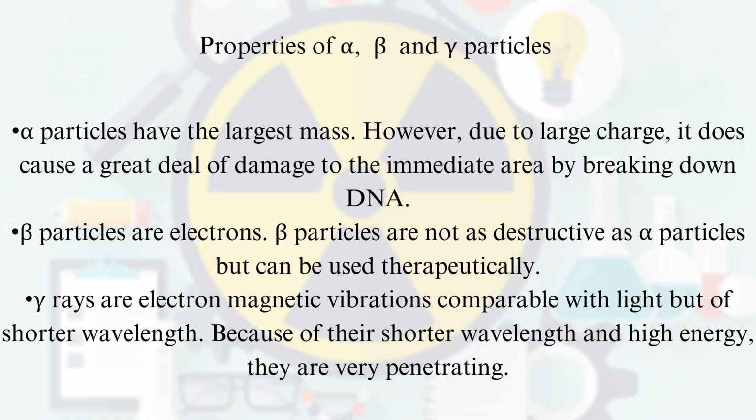Properties of alpha, beta, and gamma particles. Alpha particles have the largest mass. However, due to large charge, it does cause a great deal of damage to the immediate area by breaking down DNA. Beta particles are electrons. Beta particles are not as destructive as alpha particles but can be used therapeutically. Gamma rays are electromagnetic vibrations comparable with light but of shorter wavelength. Because of their shorter wavelength and high energy, they are very penetrating.